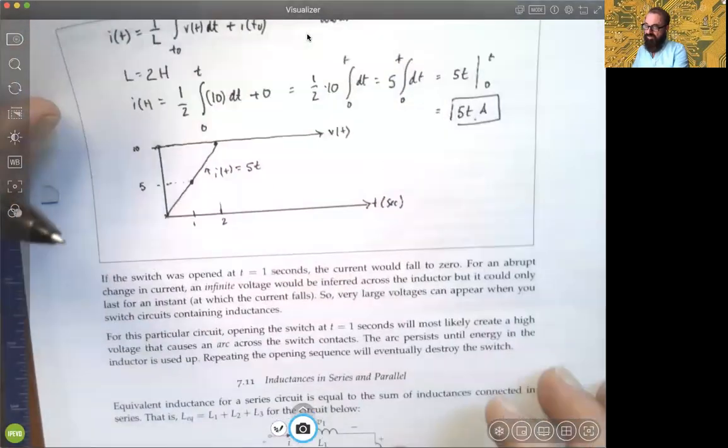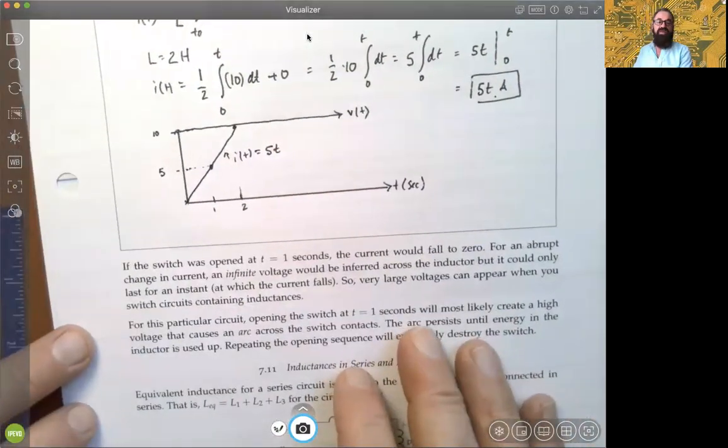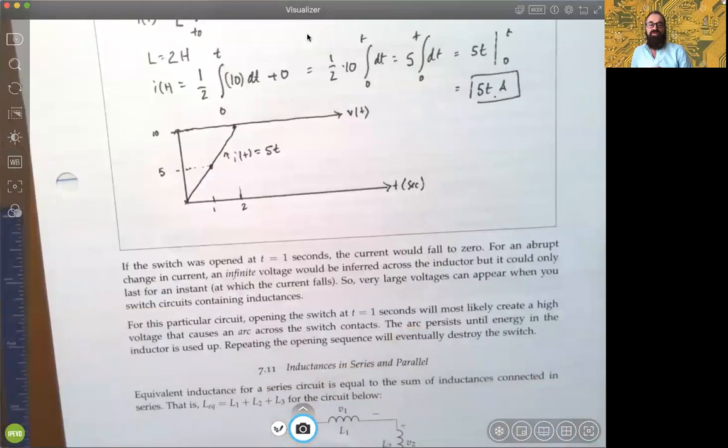For this particular circuit though, opening at times after 1 second could create a high voltage or an arc across the switch contacts. The arc persists until the energy in the inductor is used up. Not a good idea to keep flipping the switch back and forth, because that'll ultimately cause a lot of residual damage in the circuit because of maintaining higher than expected voltages through the life of the circuit, okay?